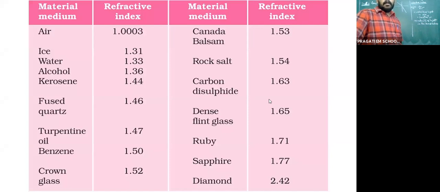The remaining you can note down, but first these few you have to learn by heart. Especially air, ice, water, alcohol, kerosene, and glass also. Glass is given here. Crown glass is 1.52, benzene 1.50.